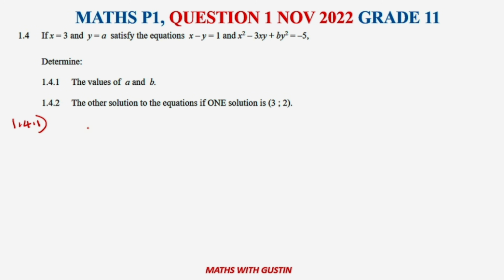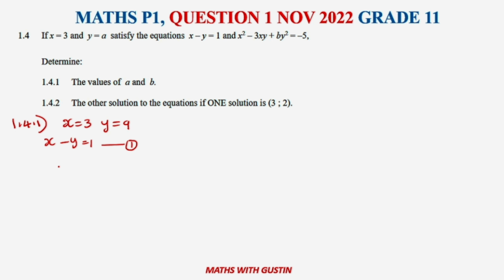1.4.1 says determine the value of a and b. Okay, let's see what we have here. It says that x is equal to 3, y is equal to a. So now the first equation that we are given is x minus y is equal to 1. Therefore this is equation number 1.